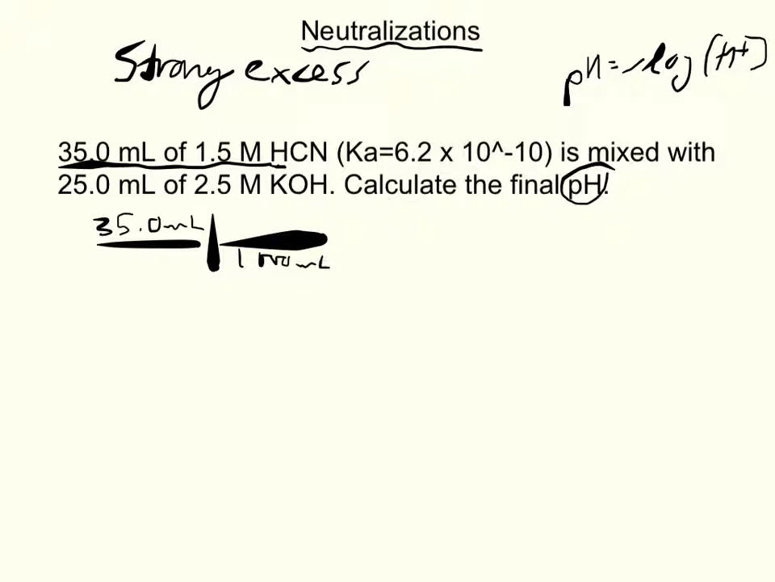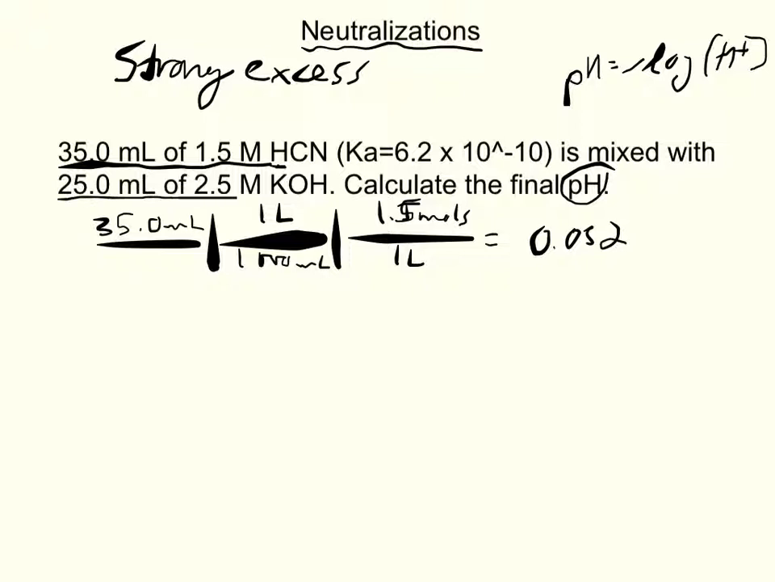1,000 milliliters is 1 liter. I have 1.5 moles per 1 liter. So the number of moles of HCN is 0.052. If I do the same math but with the KOH, I'm going to get, you can check me, 0.062 moles of KOH.